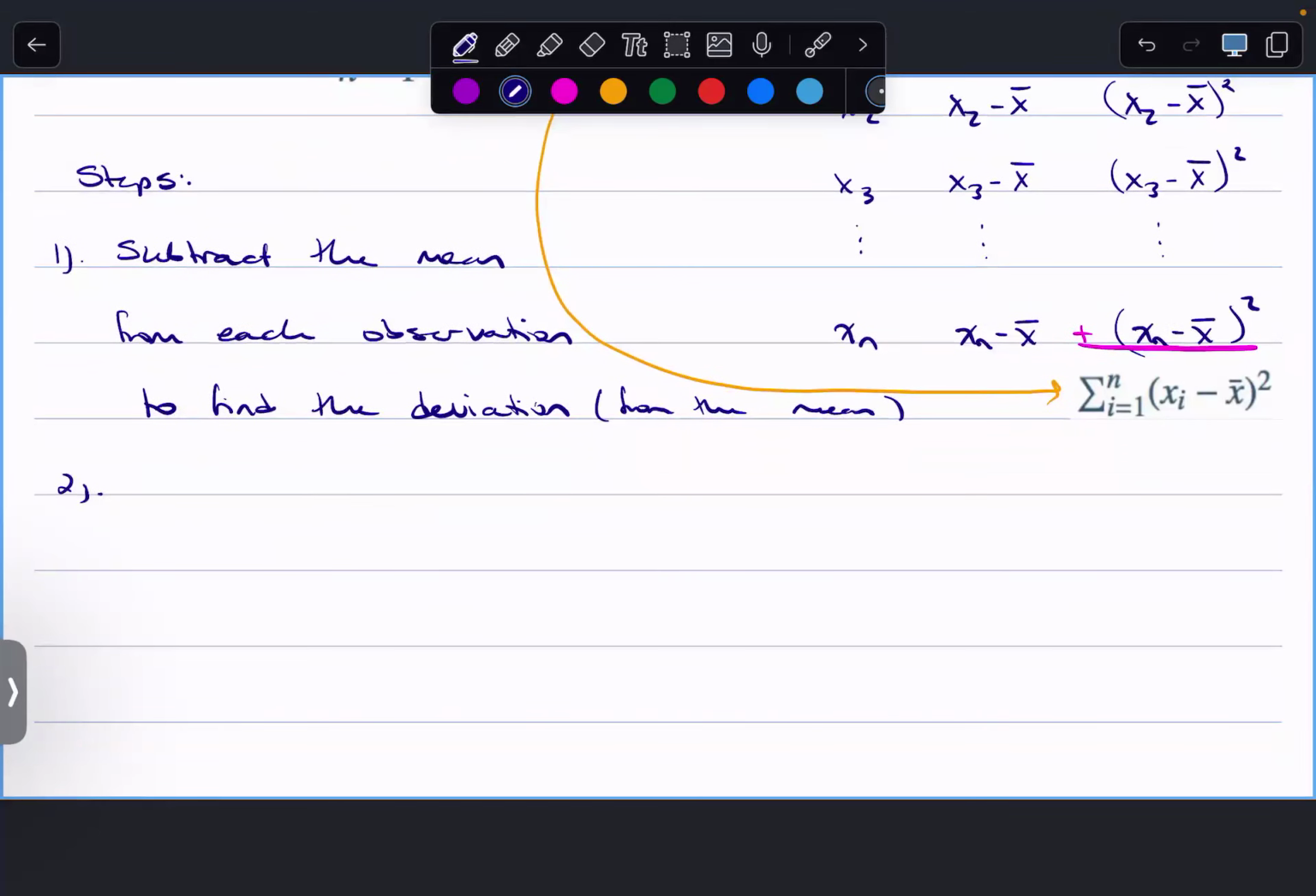Your second step is going to be: square the deviations. I'm pretty sure the next slide talks about the benefits of squaring, so I'll save that for then, but we've already mentioned it. It makes negative values positive, but also kind of amplifies large deviations.